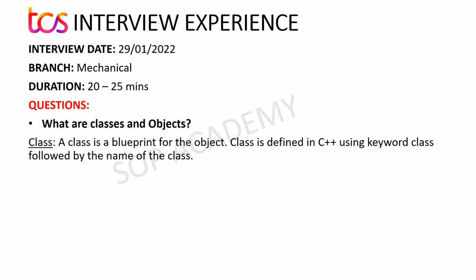The next question is, what are classes and objects? So let us look at what is a class first. So whenever someone asks you what is a class, you have to simply say that a class is just a blueprint for the object. So class is defined in C++ using a keyword called class. So here is the syntax.